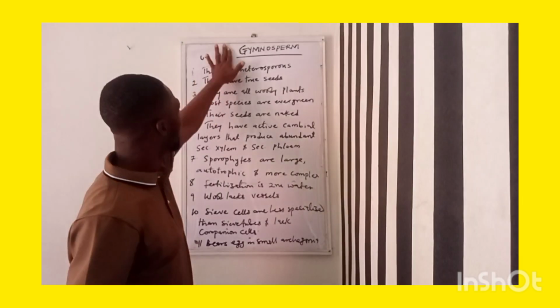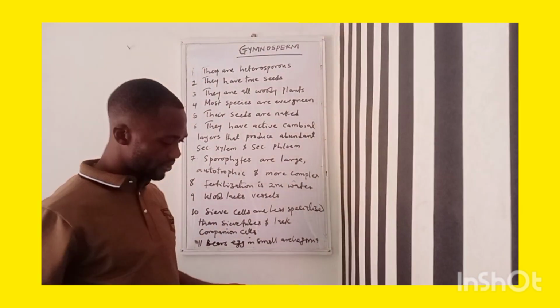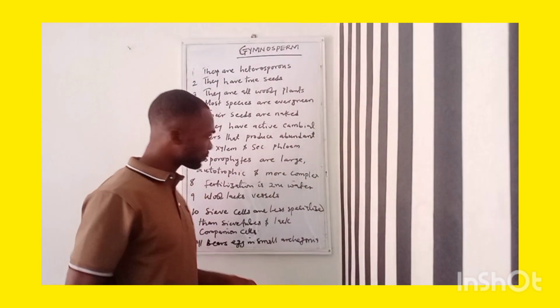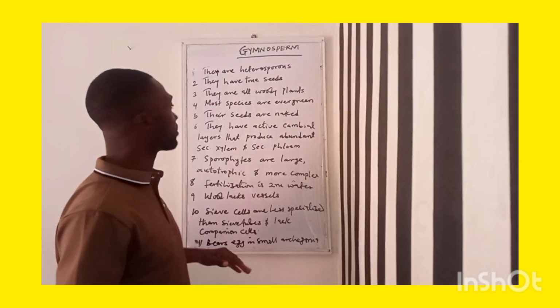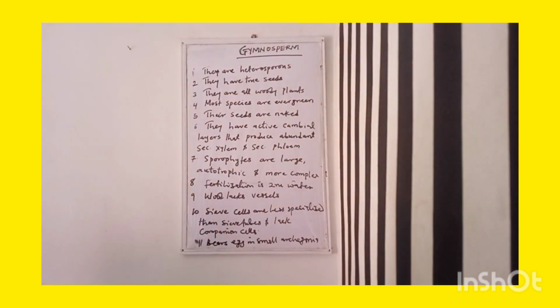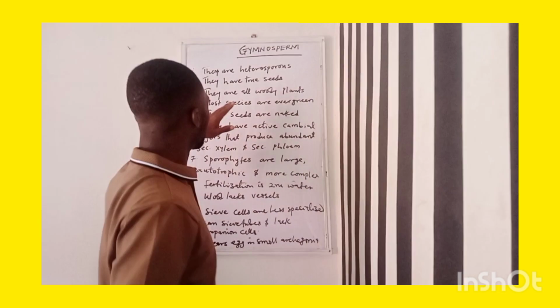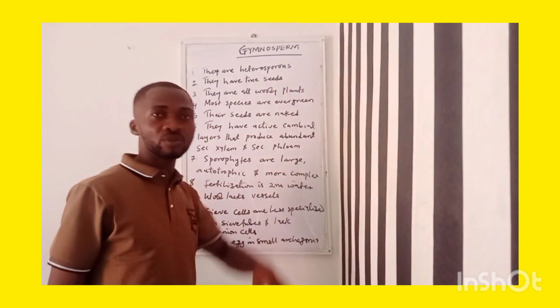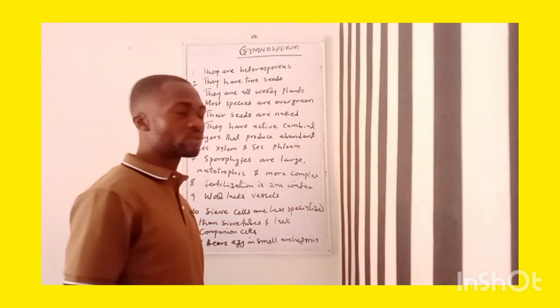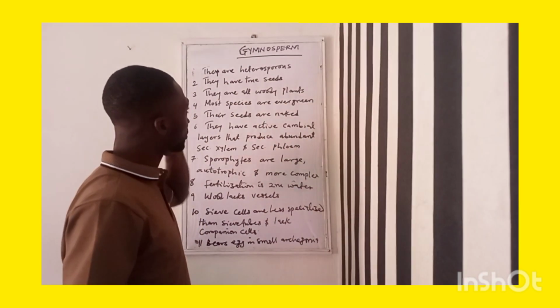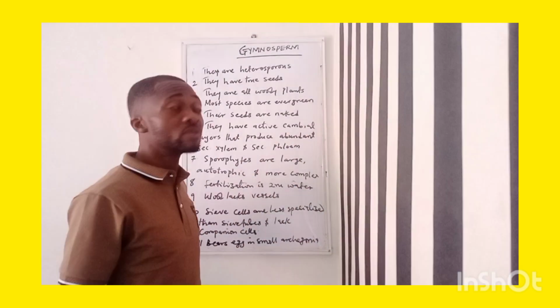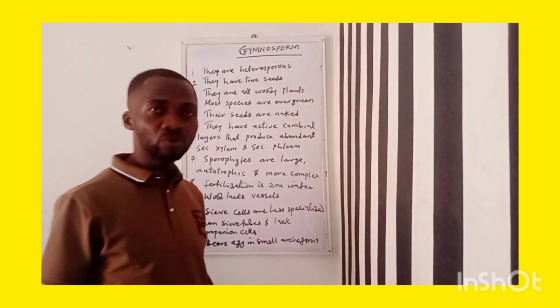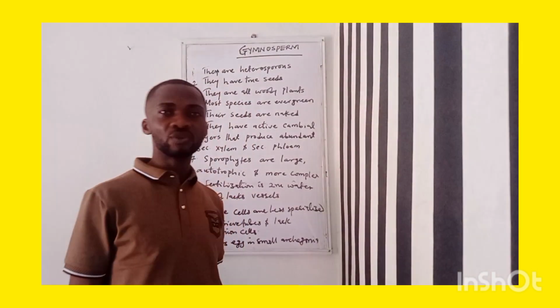So we are going into the characteristics of gymnosperm. In the characteristics of gymnosperms, the first characteristic is the fact that they are heterosporous. When you say that the gymnosperm is heterosporous, the question now is, what does it mean? It means that they produce two different kinds of spores.